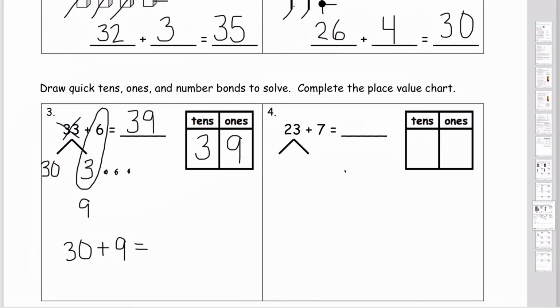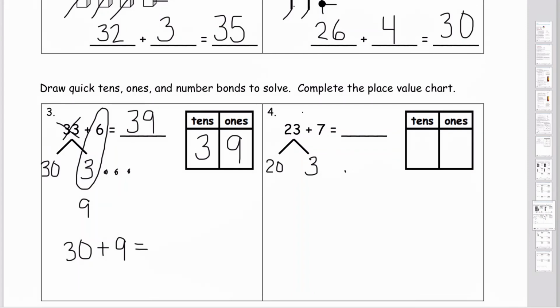Let's try one more together. We are going to decompose again. This time our equation says 23 plus 7. If I was going to decompose 23, I can break him up into 20 and 3 more. Boys and girls, when you are decomposing, make sure you are spreading out your numbers to show tens and ones. You don't want to smush them together because that would look like 203 if we wrote it too close together. So make sure you know it's tens and ones and they're separate with a space.